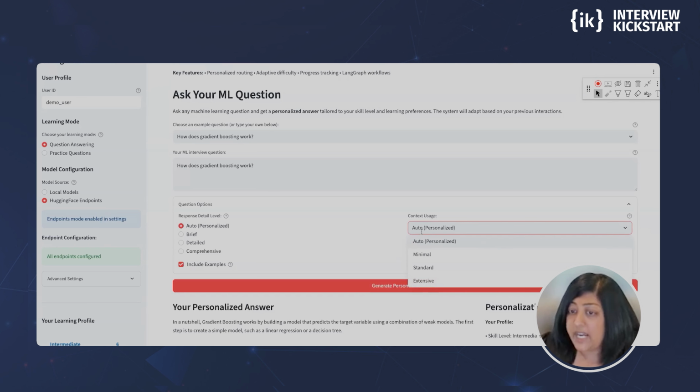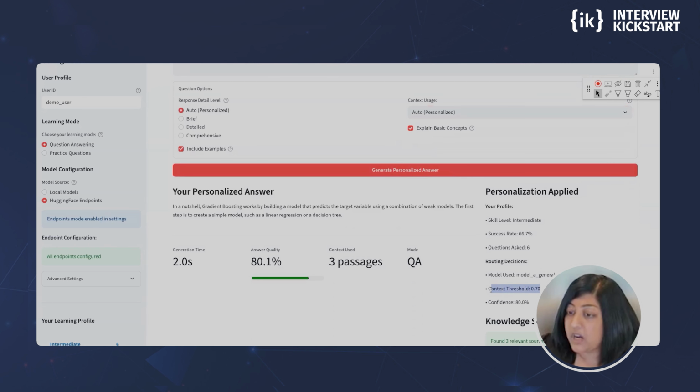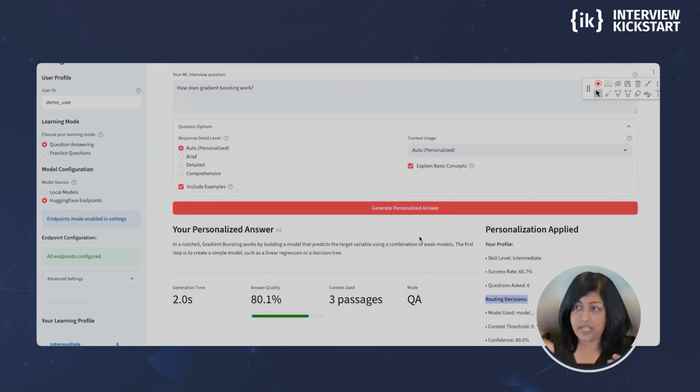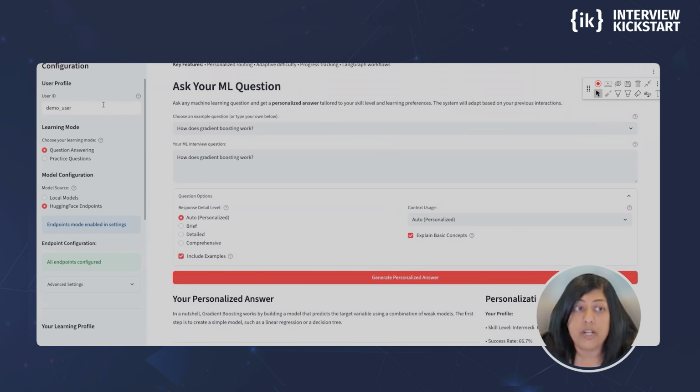Now, the context usage, it could be minimal, standard, or extensive, and that's going to change this particular context threshold, and hence it's going to influence the routing decision that's made by the personalized routing agent dynamically. So just to show you how these agents are all working in conjunction and collaboration with each other in the question answering mode. Remember the LangGraph workflow that I showed you in the architecture deep dive slide? This is pretty much all of them working in close coordination with each other to deliver this personalized experience in the Q&A mode for the demo user.